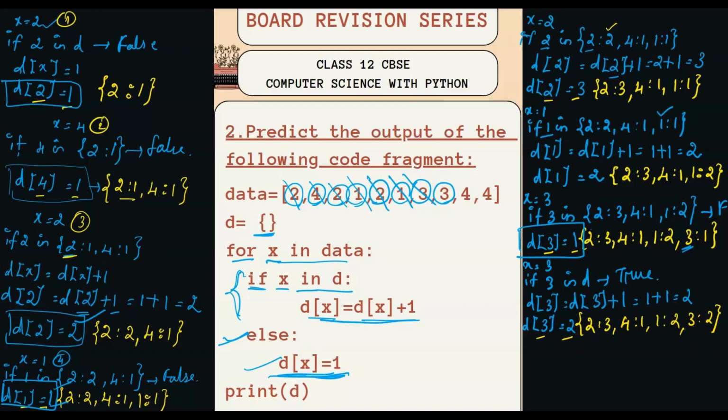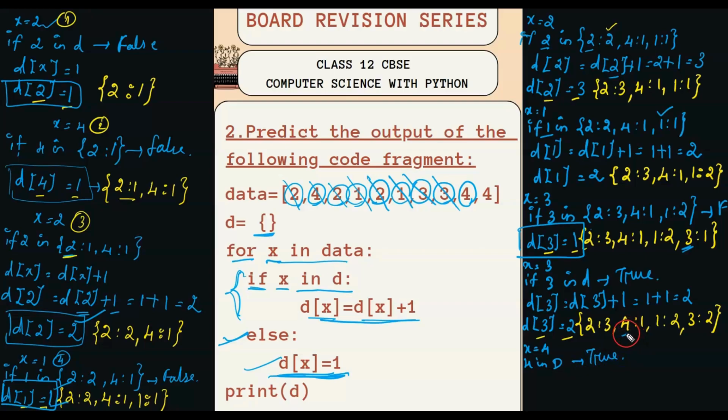Now the next iteration begins. 3 is over. Now 4. X is equal to 4. Okay, let me write it here. X is equal to 4 now. Let us check if 4 is in the dictionary. Here 2 is there. The key 4 is here. So yes, it is true.